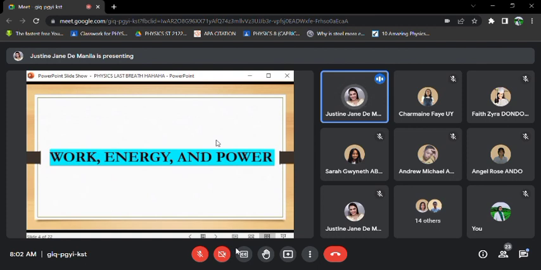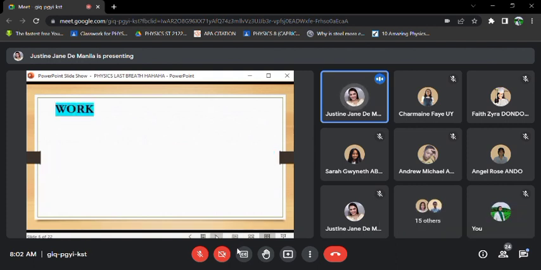So, we already discussed the work and energy, and to be discussed now is power. So, what have you learned about work? What is work in physics class? According to Faith, it requires effort in doing tasks. Okay, how about the others? Work is the application of force on an object and the displacement of that object caused by the force.